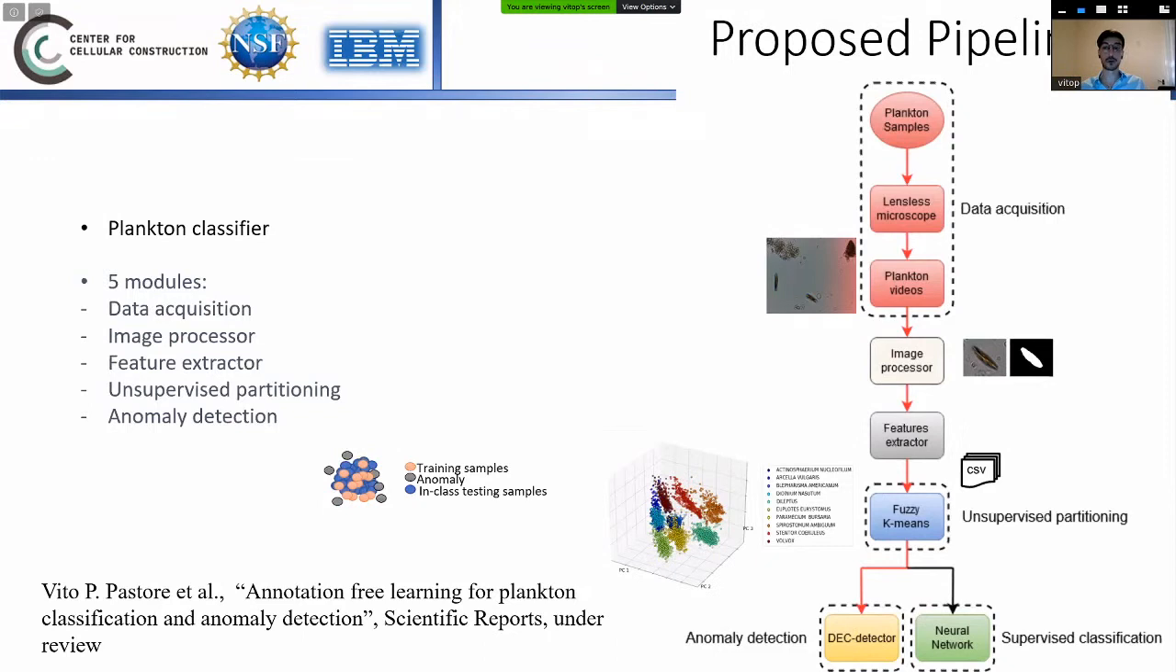These videos are used for detection and tracking, and the cropped images of plankton microorganisms go through an image processor tool, which basically gives us segmentation. And these segmented images are finally used for extracting some features, which are fed to an unsupervised partitioning, I mean, to a clustering algorithm. And finally, the labels produced by the clusters are used to train an anomaly detector. And there will be a final pipeline, which I will show you at the end of the presentation, for the actual implementation of the biosensor.